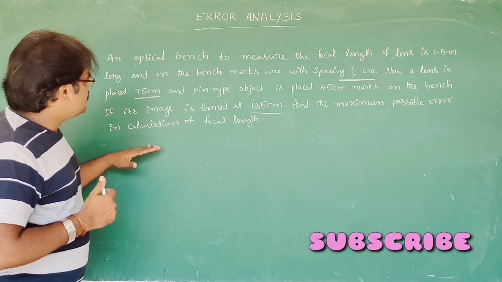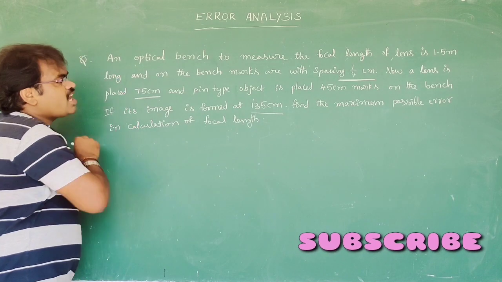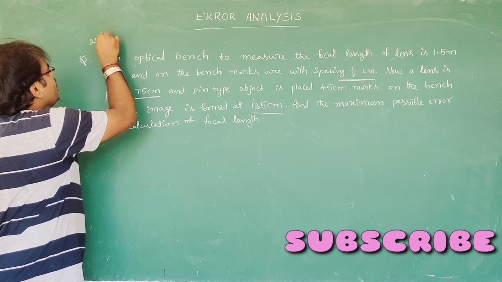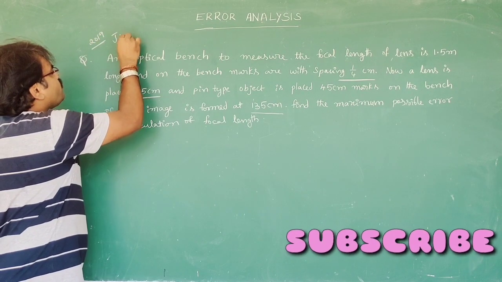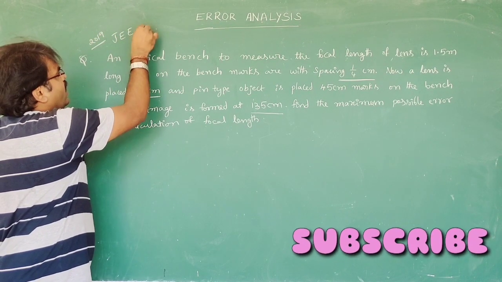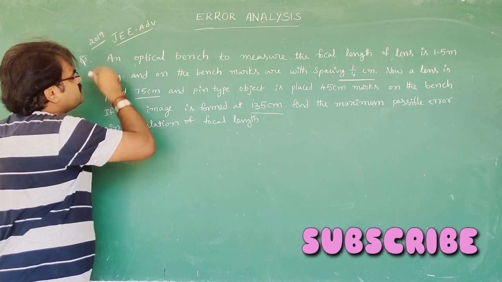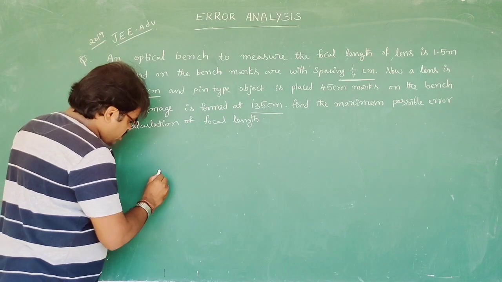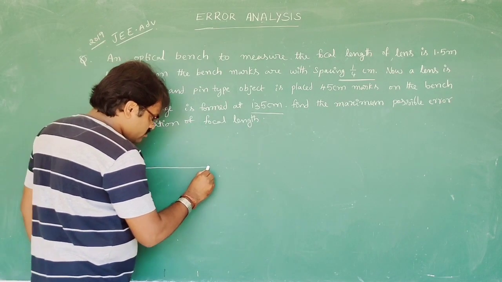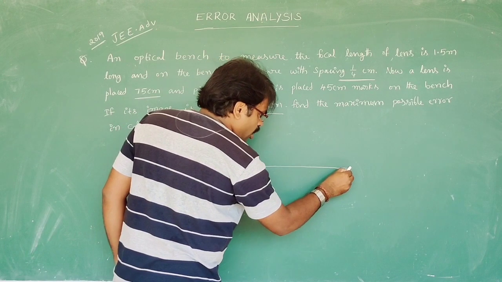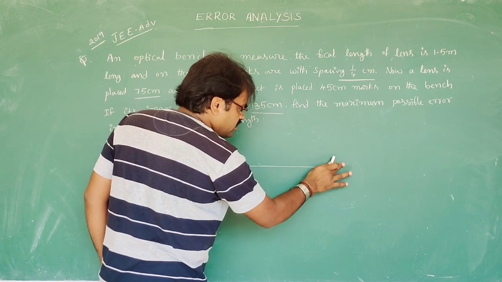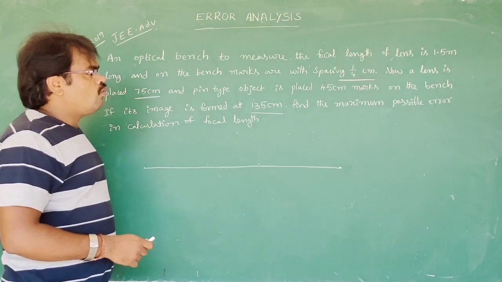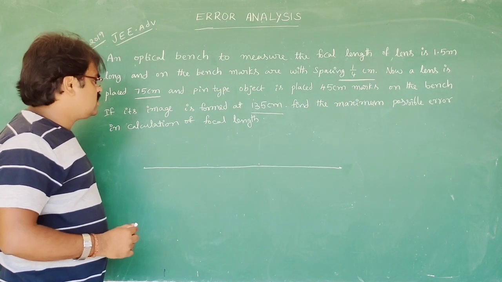See, this is an integer type question from the 2019 JEE Advanced, based on error analysis. Here it is an optical bench. The length of the optical bench they have given is 1.5 meter, which means 150 centimeters.